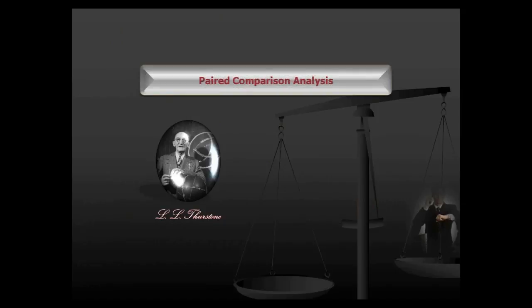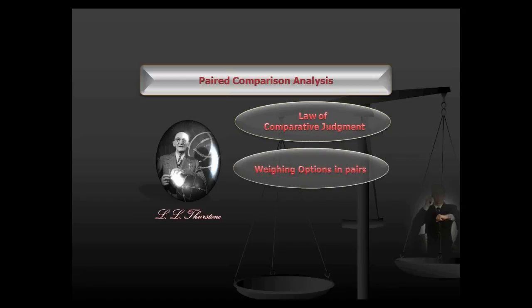Let's take a look at another technique called paired comparison analysis. This was developed by L.L. Thurstone. He was a renowned psychologist in the 20s, and he developed what's called the law of comparative judgment. Now, the law of comparative judgment is actually quite complex, but from that law, a matrix was derived for day-to-day prioritization.